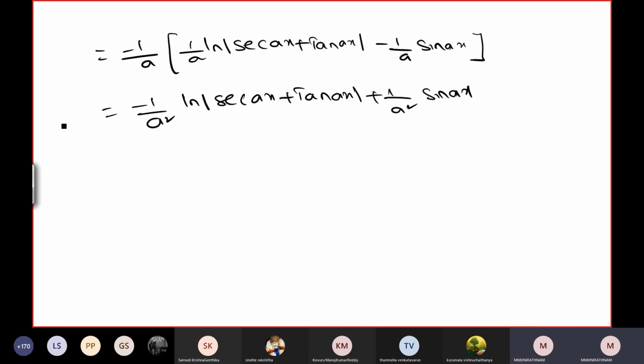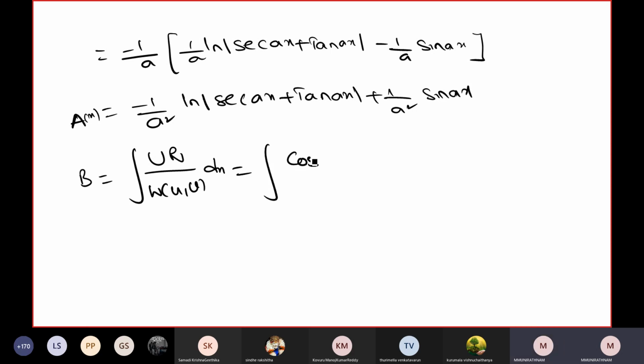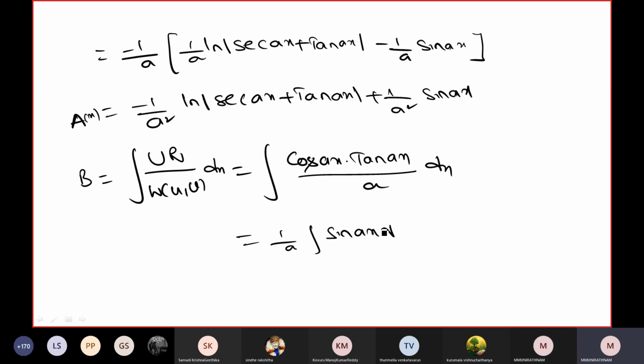So this is my A of x. A or A of x, both are the same. Now B, what is B? Integral of U into r by Wronskian of U comma V into dx. U is cos ax, r is tan ax by a. Cos into tan, cos into tan is sin, right? Integral sin is minus 1 by a square cos ax.